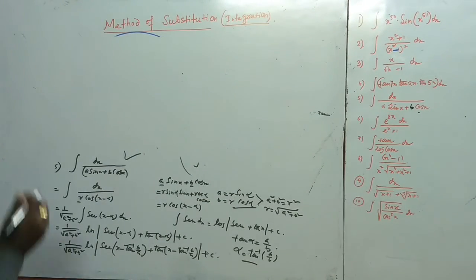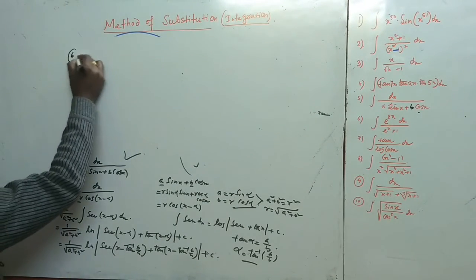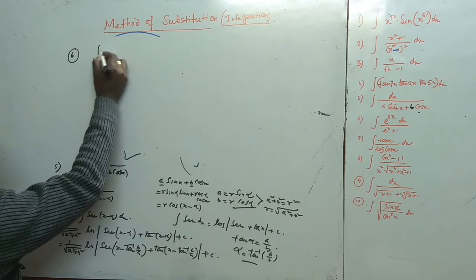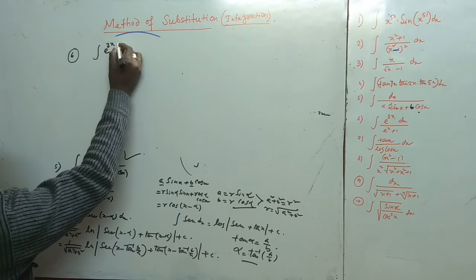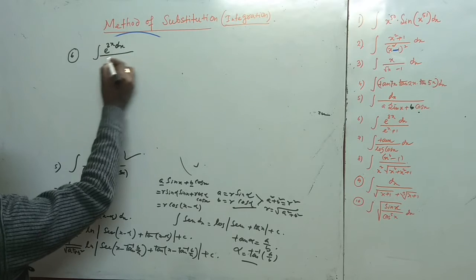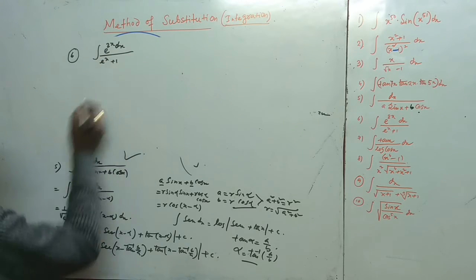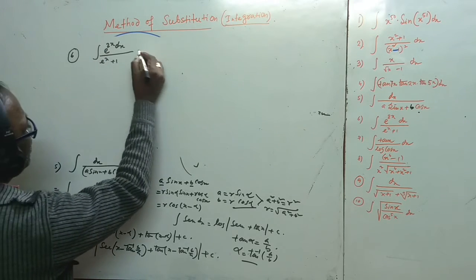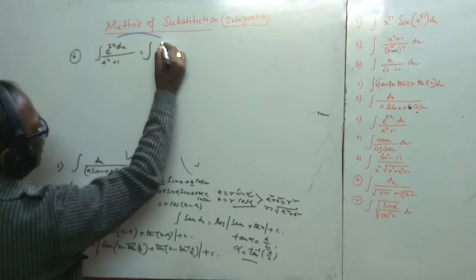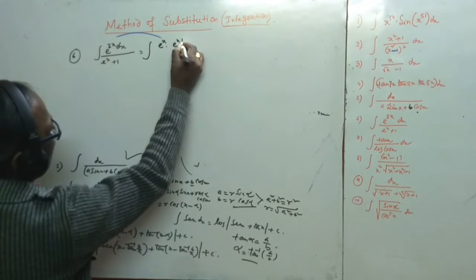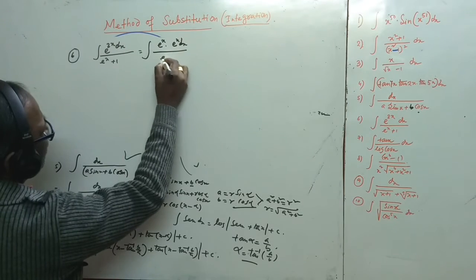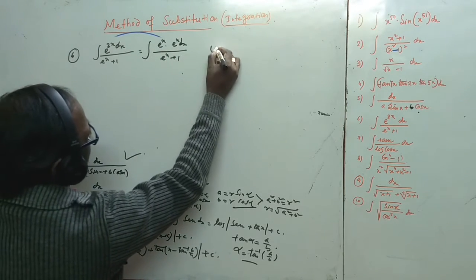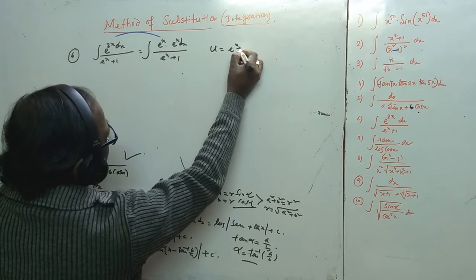Question number 6. This is 6 here. Integral e to the power 2x dx by e to the power x plus 1. If we assume y, the derivative of y is e to the power x, but here it is e to the power 2x. That's why we can write it in this form here. And now let us assume u equals e to the power x plus 1.